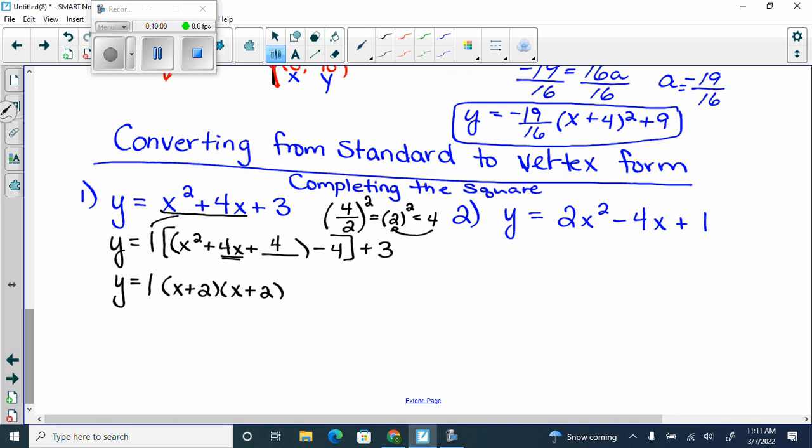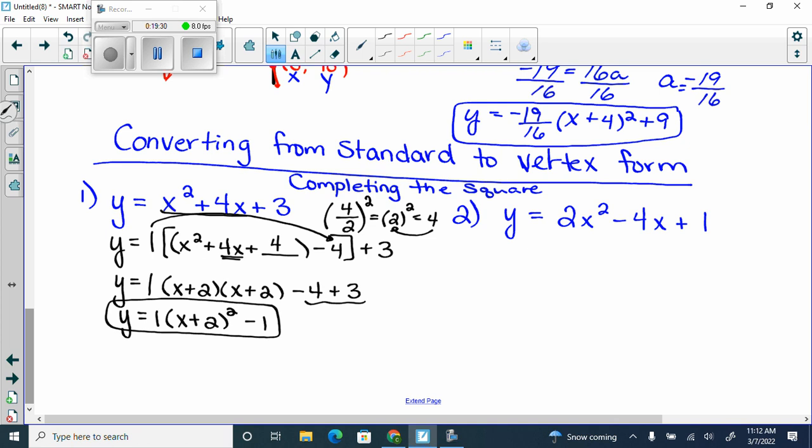And then I told you also to multiply these to get rid of the square bracket. So 1 times negative 4 is negative 4 plus 3. And then I'm going to get y equals 1. I don't really need to write the 1. I'm writing the 1 to prove a point. And then I get x plus 2 squared minus 1. And then I can answer anything about vertex, domain, range, all that other stuff.